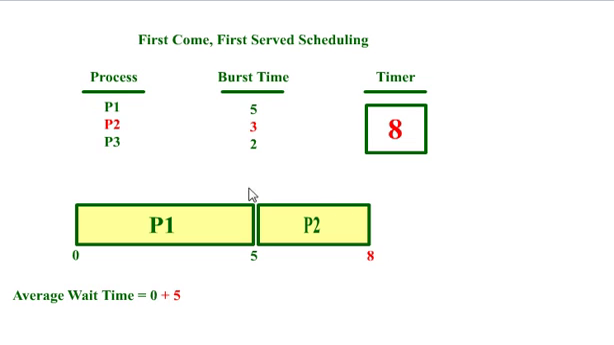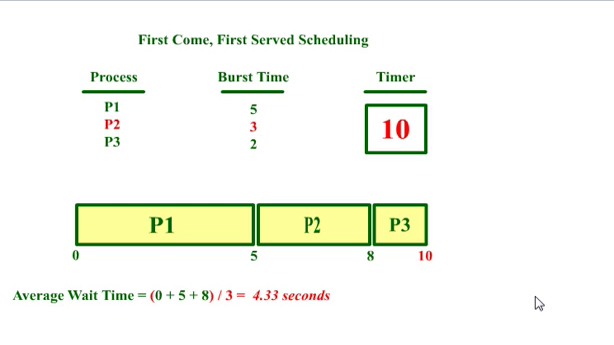Now P2 is completed. Now P3 will start. So this is the way first come first serve process scheduling works. A process coming first is processed first.